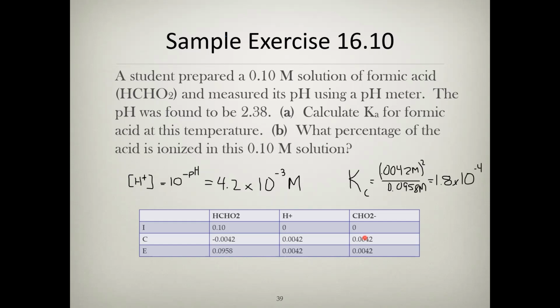So we can fill out the rest of this ICE table. And then, whoops, I did Kc here. It really should be Ka. But we've got the concentration of those ions on the top. And then I just subtracted that 0.0042 from our original concentration to give us the formic acid concentration on the bottom. And what we're going to see is we'll have an acid dissociation constant of 1.8 times 10 to the negative fourth. And this makes sense because we've got a lot more of the reactant than we do the product. So we should have a very, very small number here.